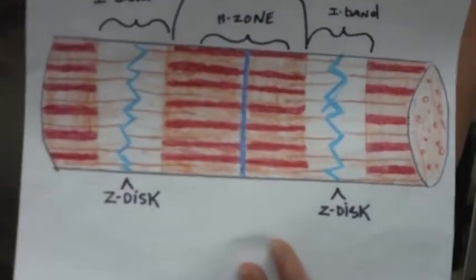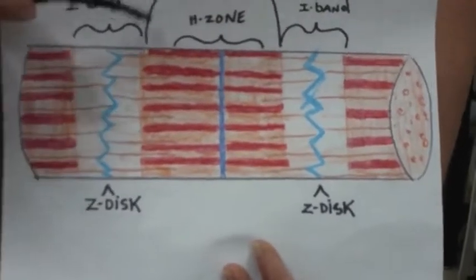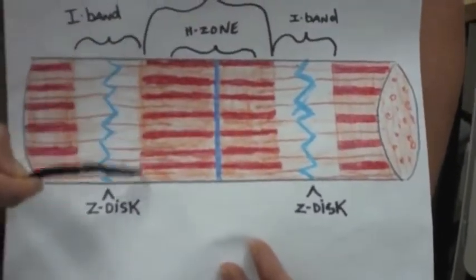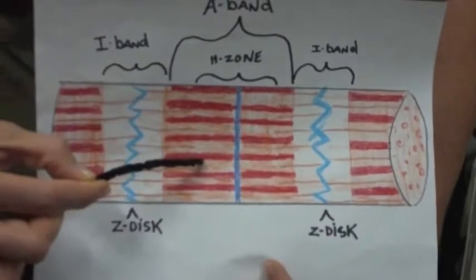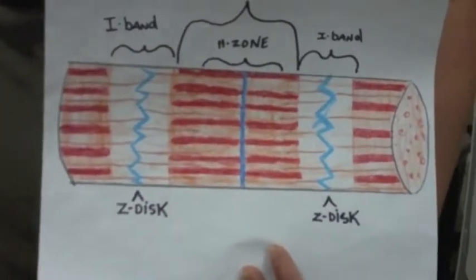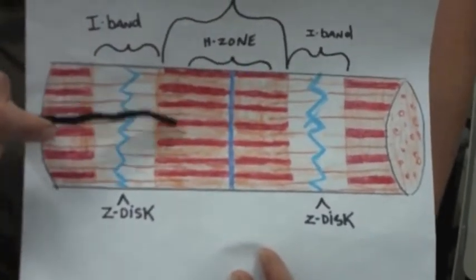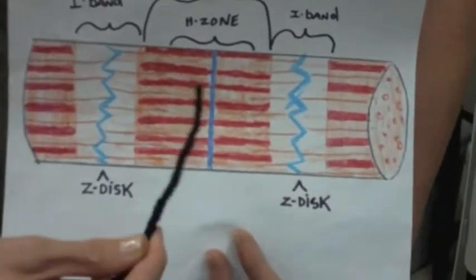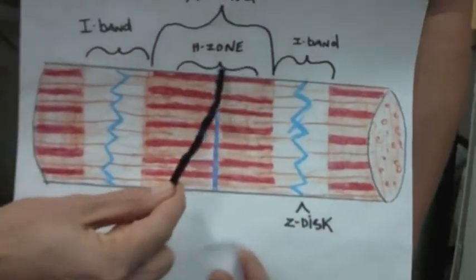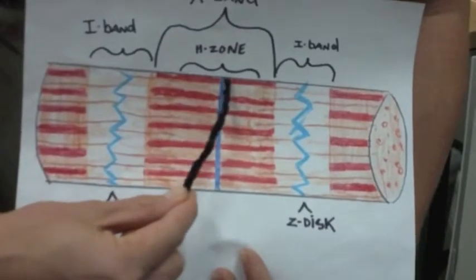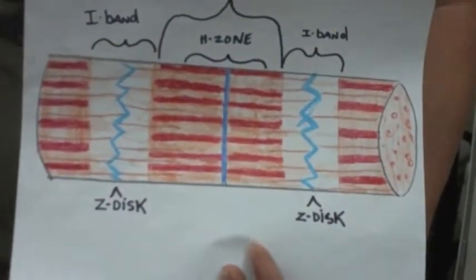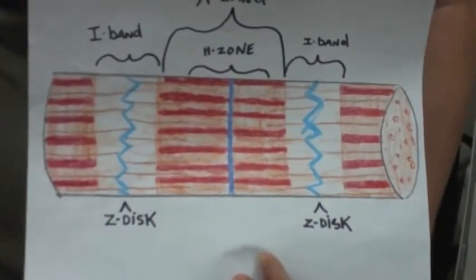The dark middle part of a sarcomere is called the A-band. The A-band is densely packed with both thick and thin filaments. The H-zone is a narrow region in the center of each A-band. The H-zone contains thick filaments but no thin filaments.